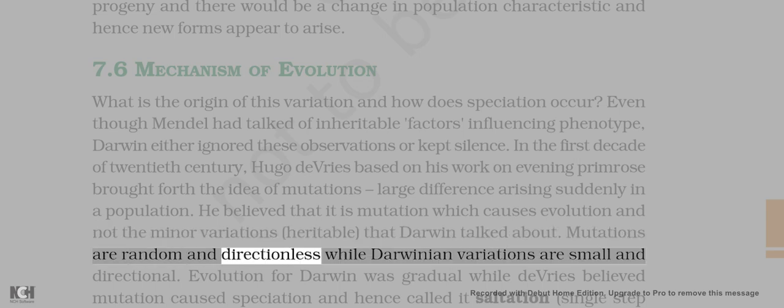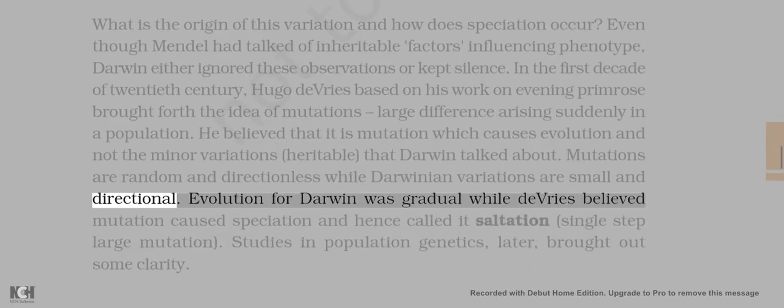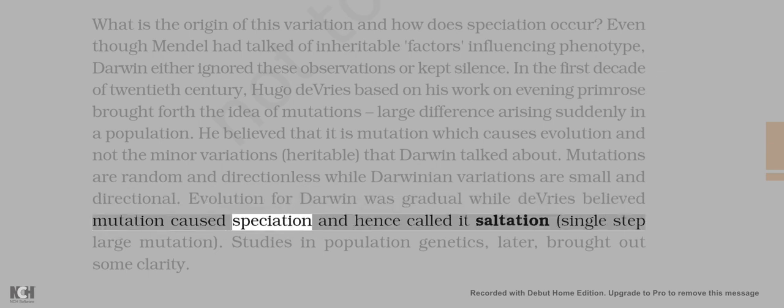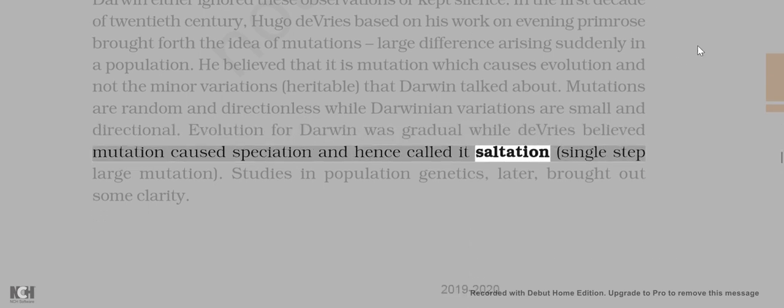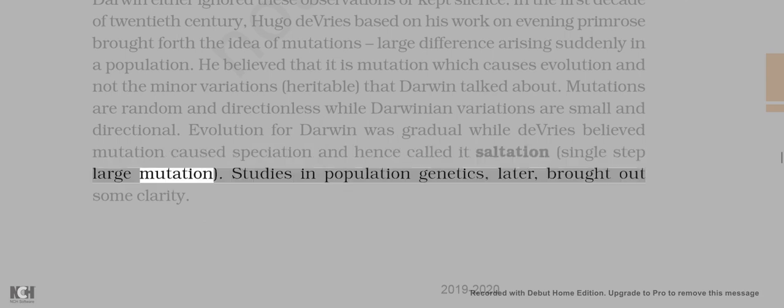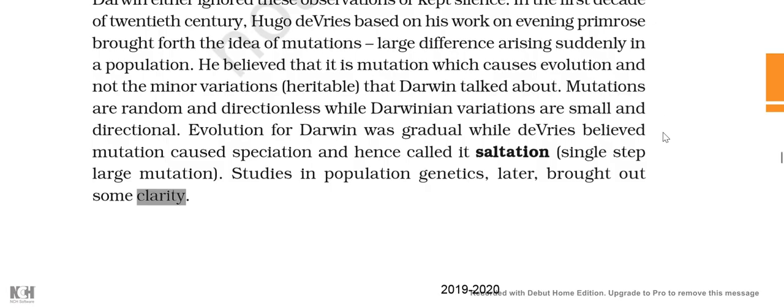Mutations are random and directionless while Darwinian variations are small and directional. Evolution for Darwin was gradual while de Vries believed mutation caused speciation and hence called it saltation, single-step large mutation. Studies in population genetics, later, brought out some clarity.